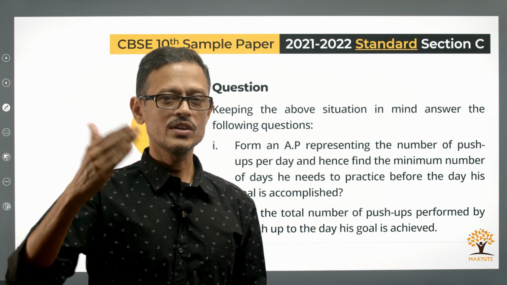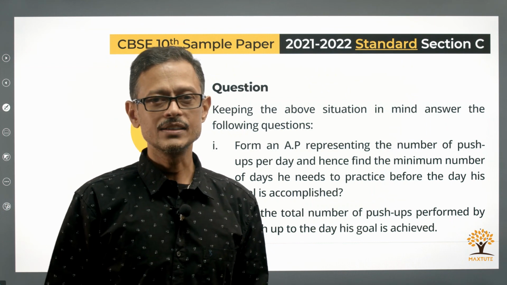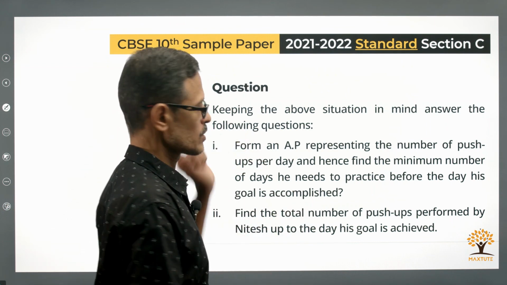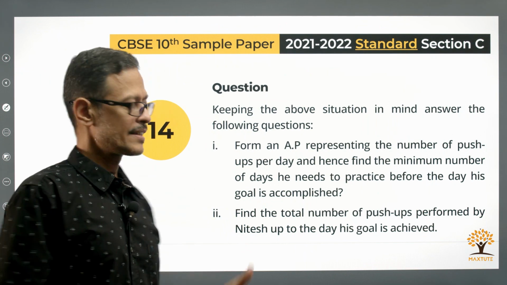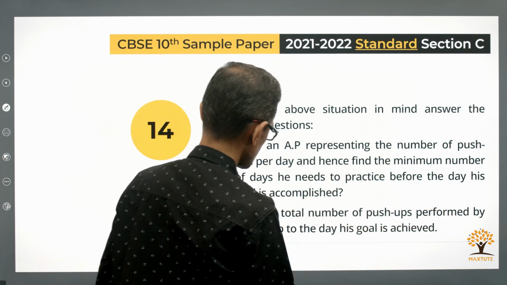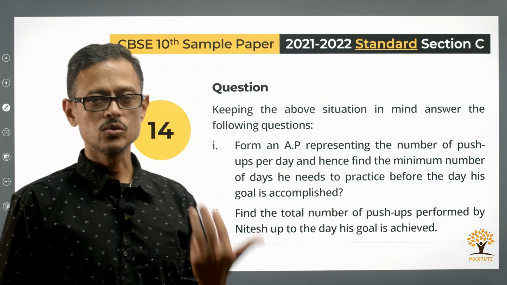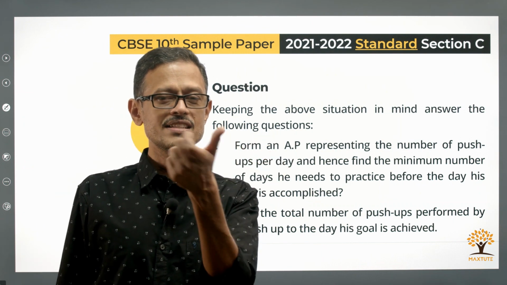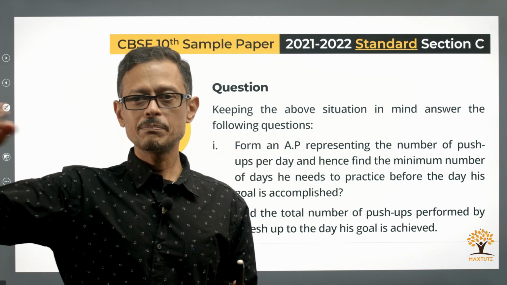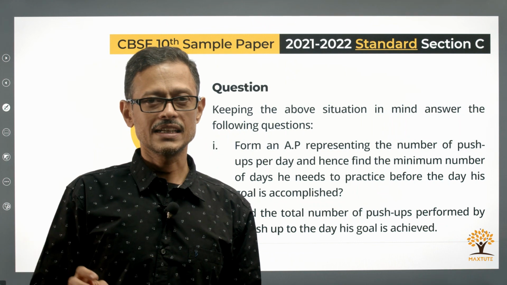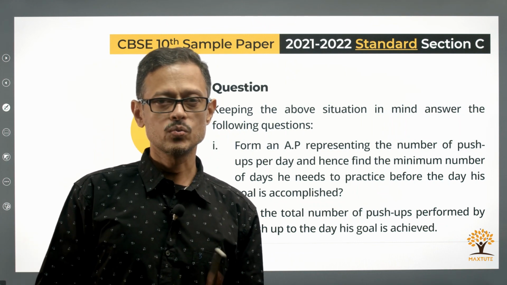So what is the value of N to reach the target of 3,900? That's the second part of this question. The second question itself is: find the total number of push-ups performed by Nitesh up to the day his goal is achieved. The first day was 3,000, the next day is 3,005. So if you keep adding all of these until he reaches 3,900, how many total push-ups has he done, is what the question is, right?